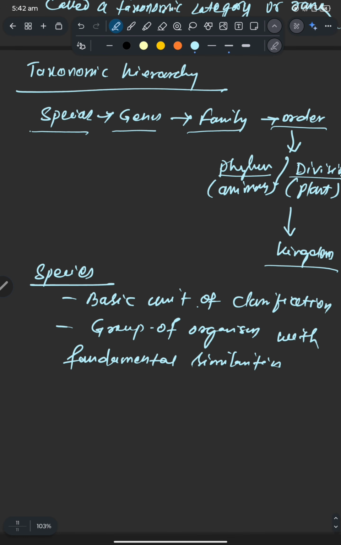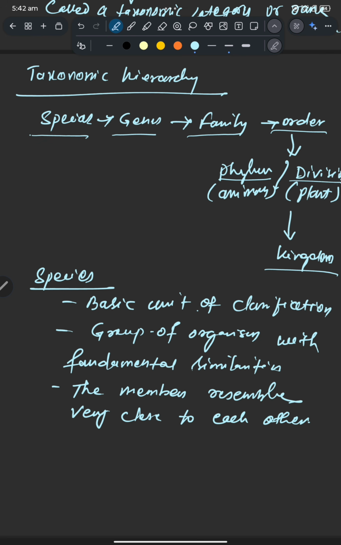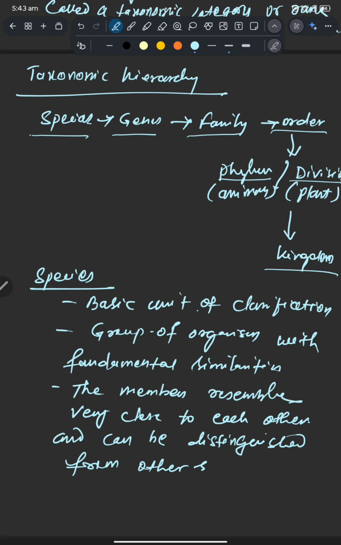So the members resemble very close to each other, but they can be distinguished from other species.